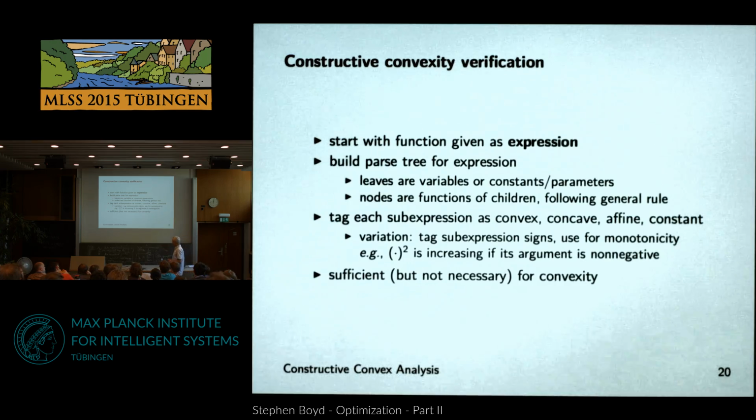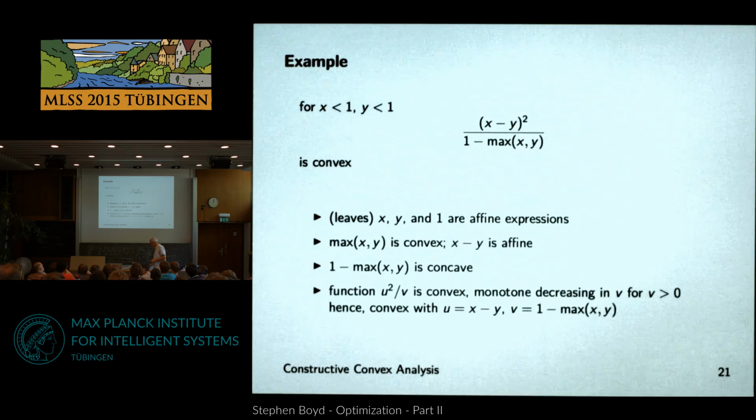Now that's sufficient, but it's not necessary. And that's actually not the point. So let's look at one. Here's one: (x minus y) squared over 1 minus max(x, y). It would not be hard to make up a practical problem where something like that would come up. Okay, so the leaves are x, y, and 1. They're affine. Max(x, y) is convex. x minus y, that's a difference, that's going to be affine. Therefore, 1 minus max(x, y), that's concave. Then you have u squared over v, that's going to be convex.